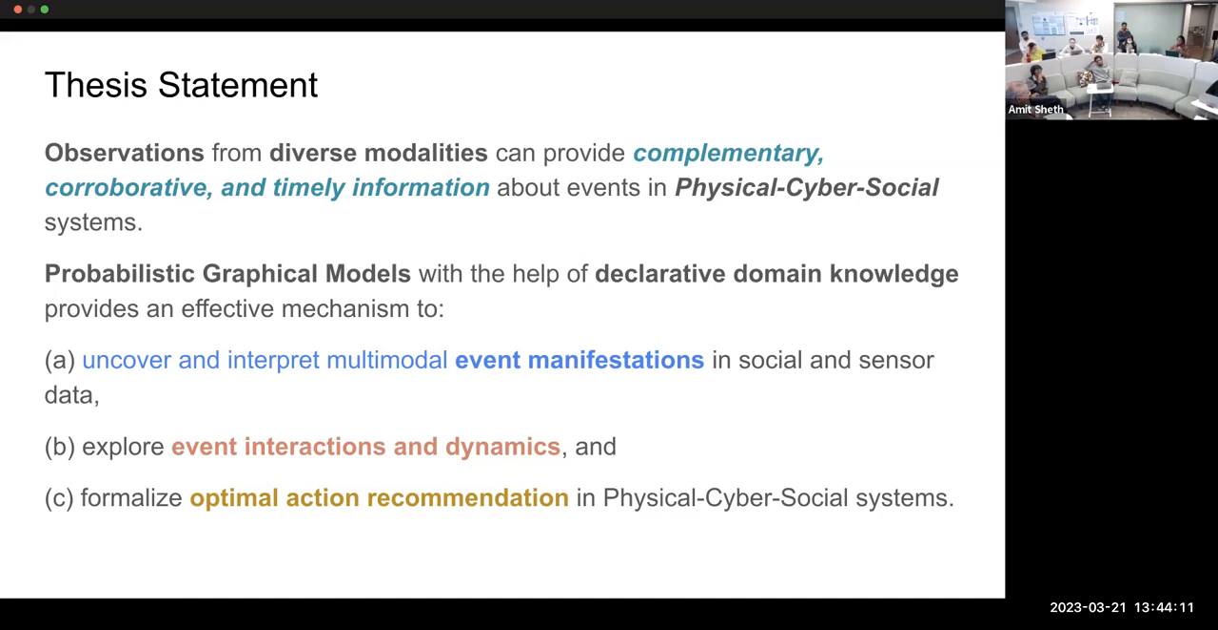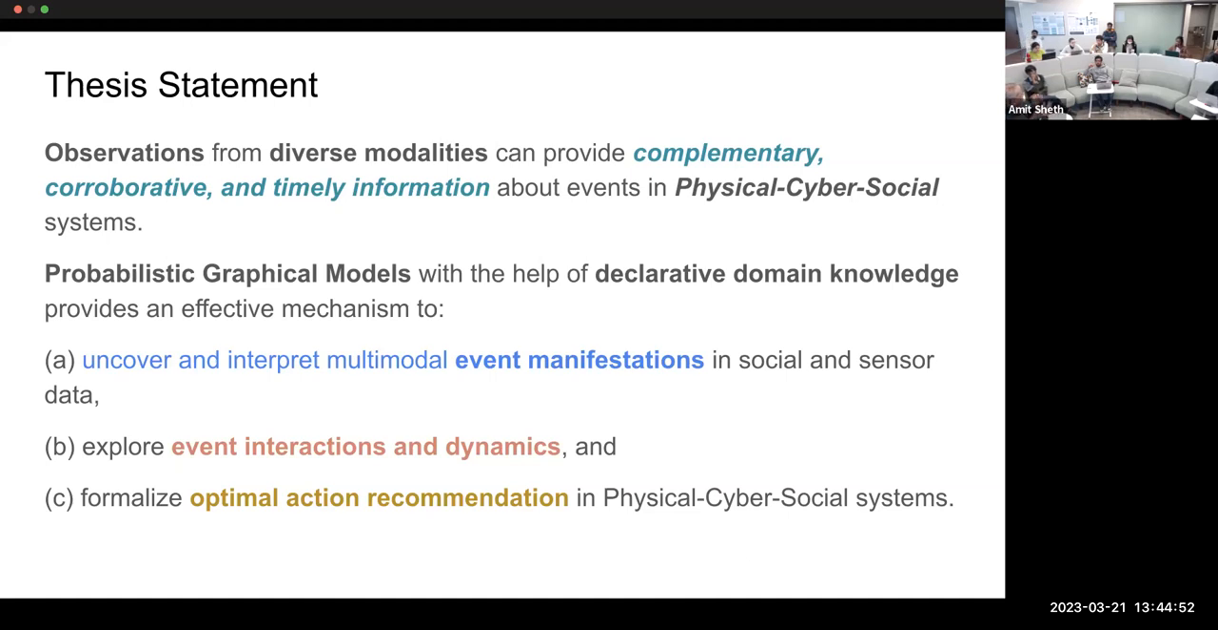Right. But keep in mind that the transportation example is that cars are physical things, right? And they have speed and all that. There is a cyber part, there is information about traffic, road conditions and traffic advisories and all that stuff on the web. Cyber and social is people tweeting about it, people talking about it, saying the traffic is too high at this time. That's the social aspect.